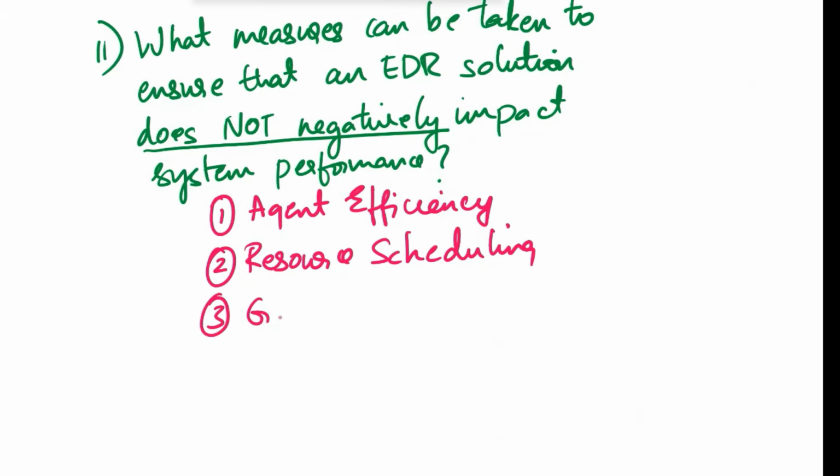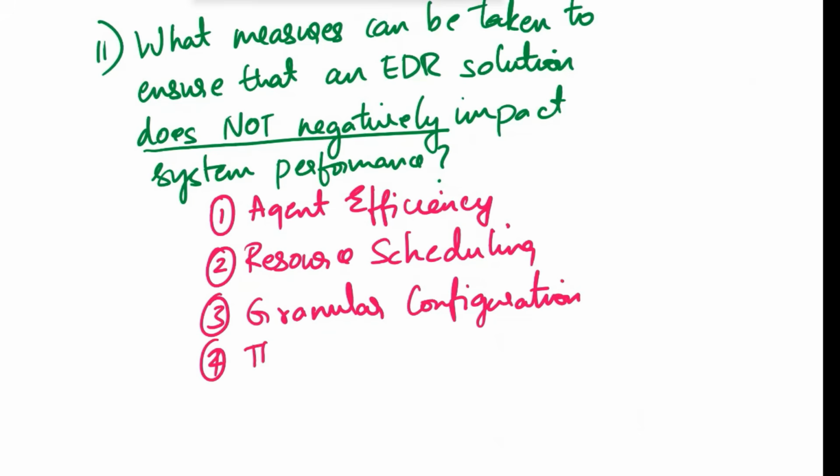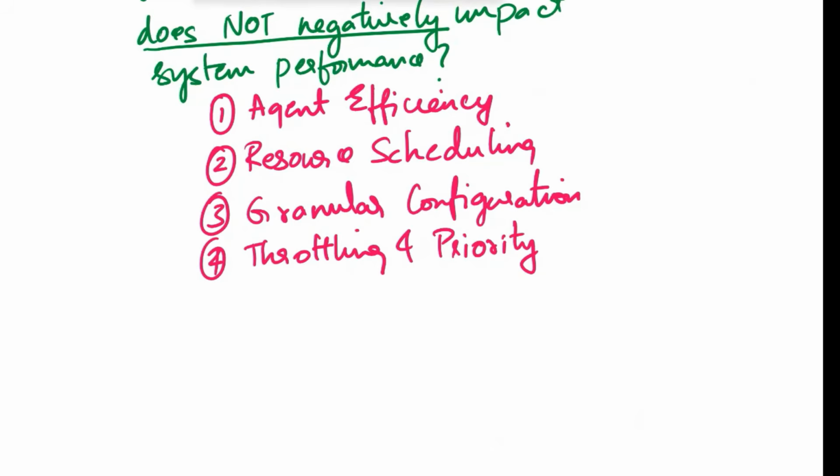Next one is granular configuration. Customize the EDR solution's configuration to balance security needs with the system performance. Adjust the level of monitoring, scanning frequency, and other settings to match the specific needs of each endpoint. Next one is throttling and priority. Implement throttling mechanisms that limit the amount of system resources an EDR agent can use at any given time. Assign priority levels to different tasks to ensure critical processes are not disrupted.